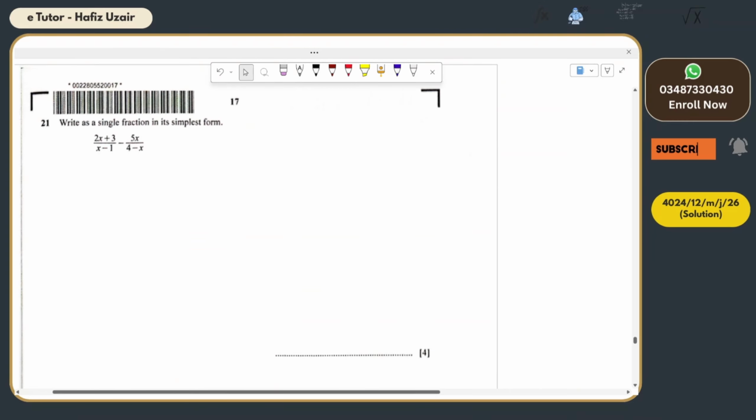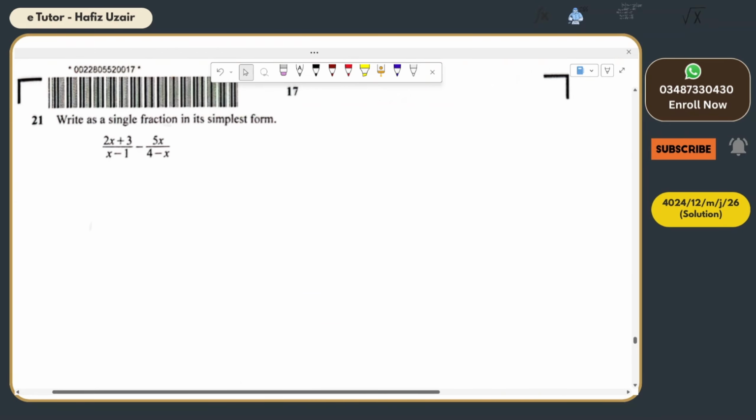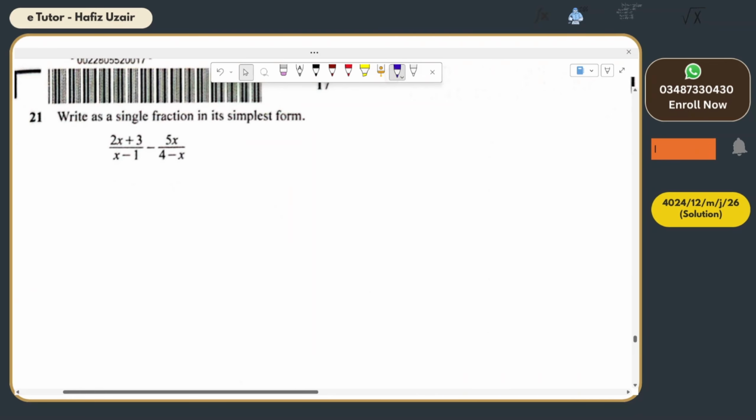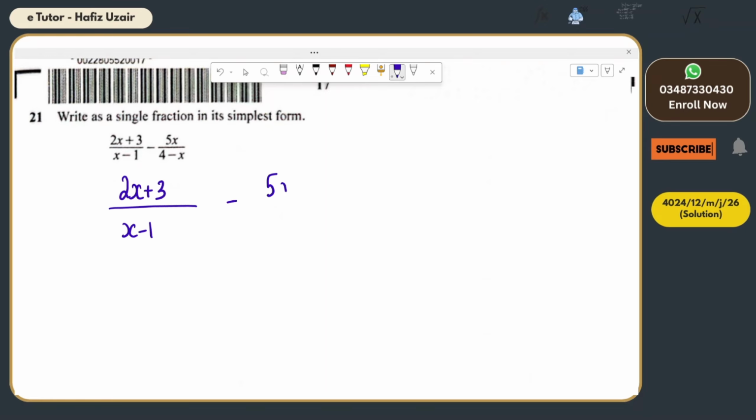Let's move to question number 21. You need to write it as a single fraction, so you need to make the denominator the same over here. Let's write it here: 2x plus 3 over x minus 1 minus 5x over 4 minus x. Now, how can we make their denominators the same? Just multiply x minus 1 with 4 minus x and 4 minus x with x minus 1, and multiply in the numerator as well.